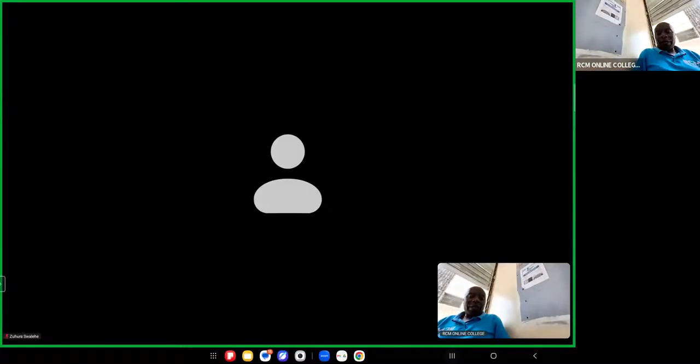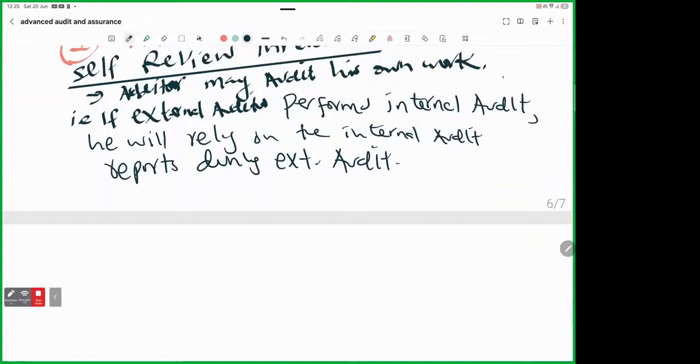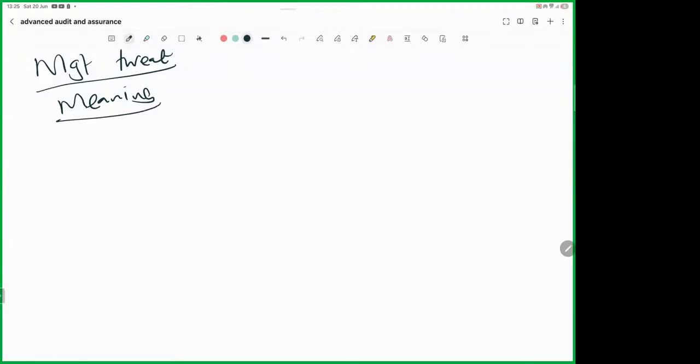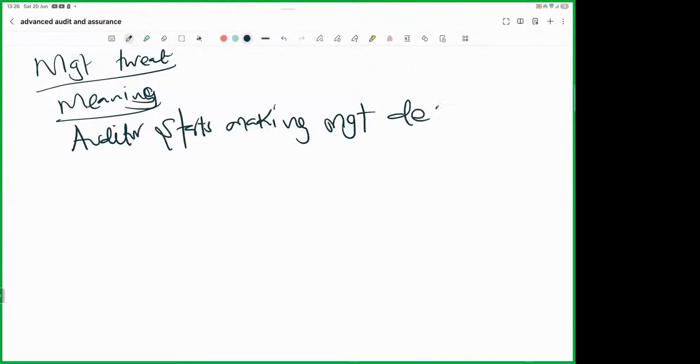Let me just write down. Yeah. So we have here what we call the management threat. What is the meaning of this management threat? The auditor starts making management decisions, because now he's an internal auditor.